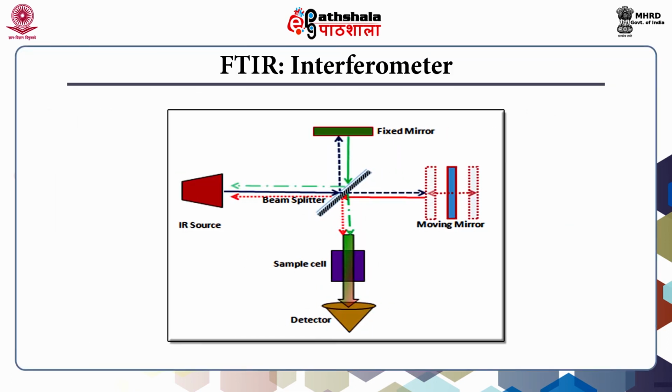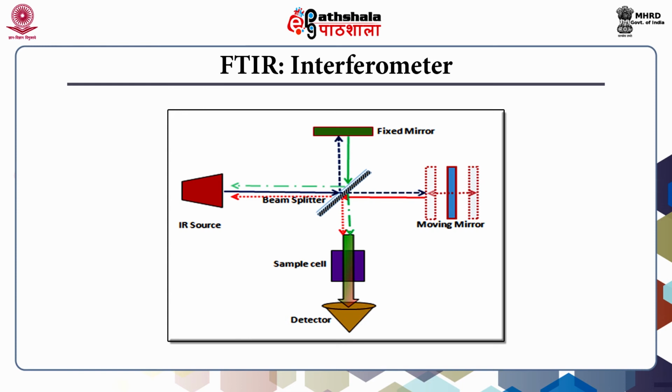FTIR uses different optical systems. One of the most common optical systems used is the Michelson interferometer. It consists of a light source, collimator, mirror, beam splitter, fixed mirror, moving mirror, and detector. The light source emits infrared radiation, and this falls on the collimator.